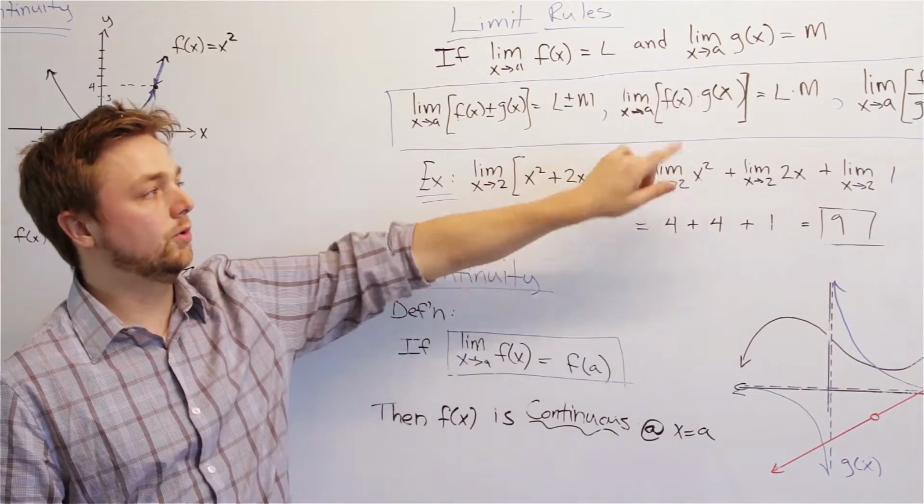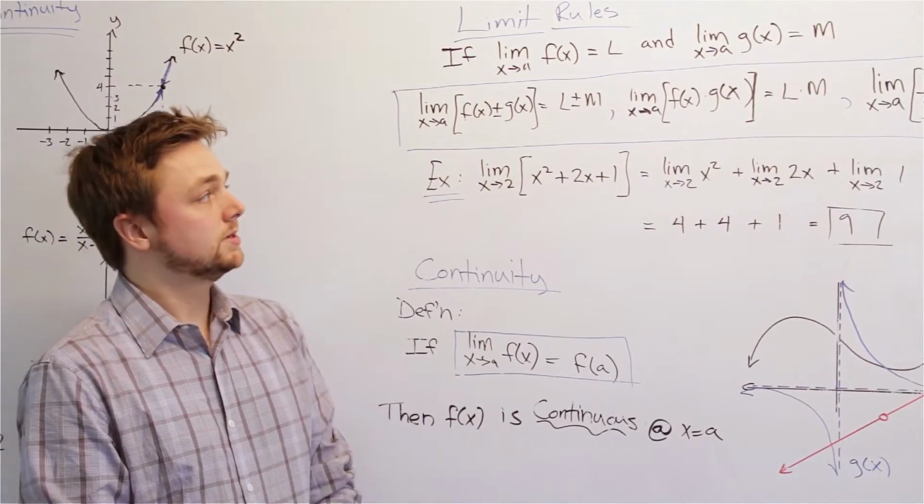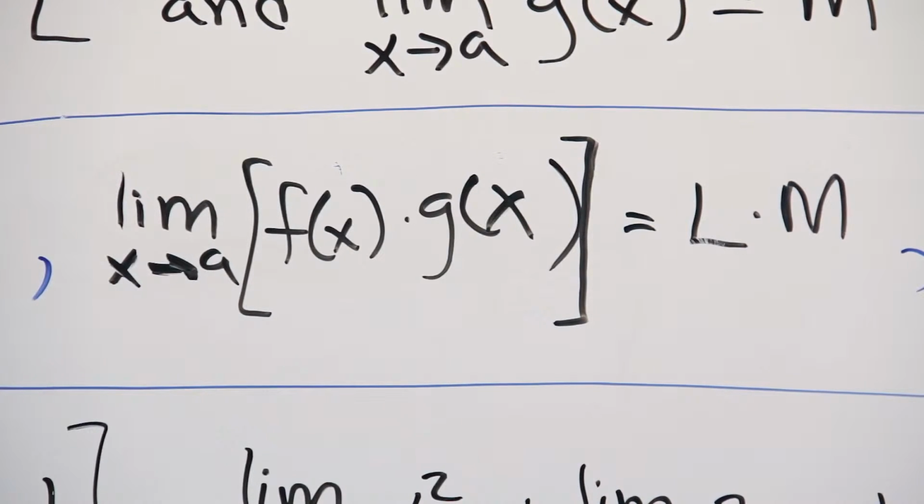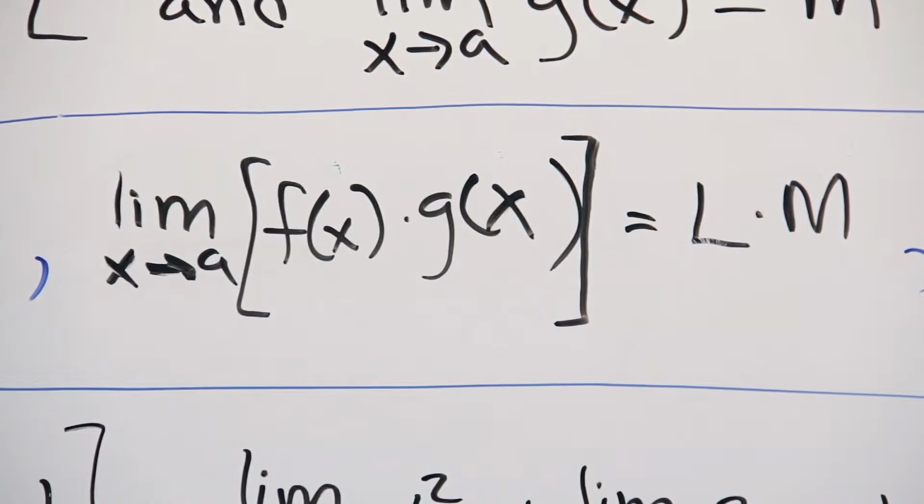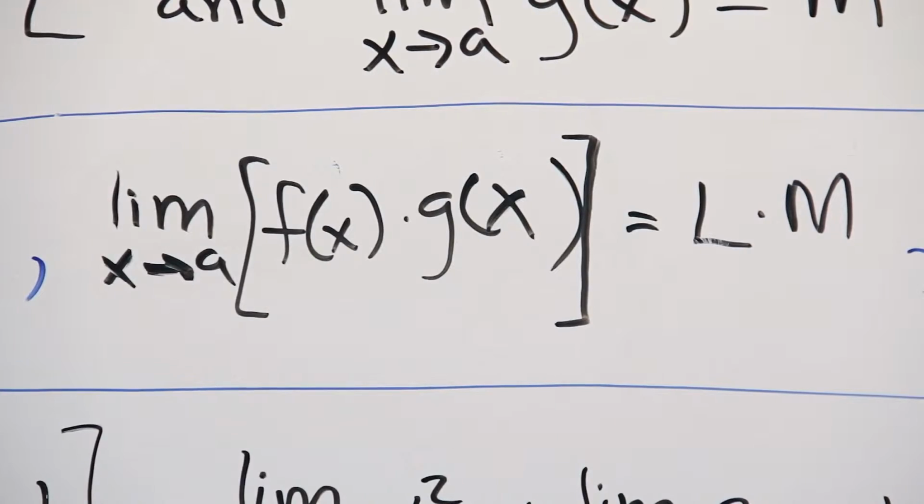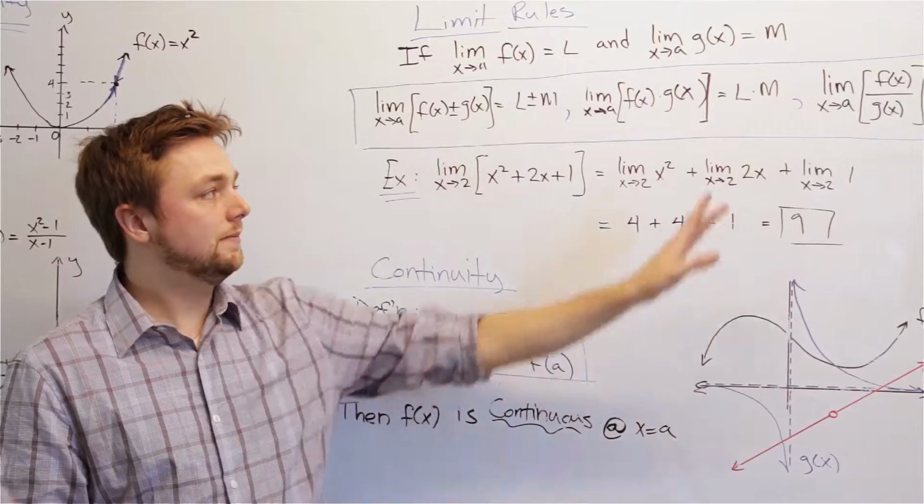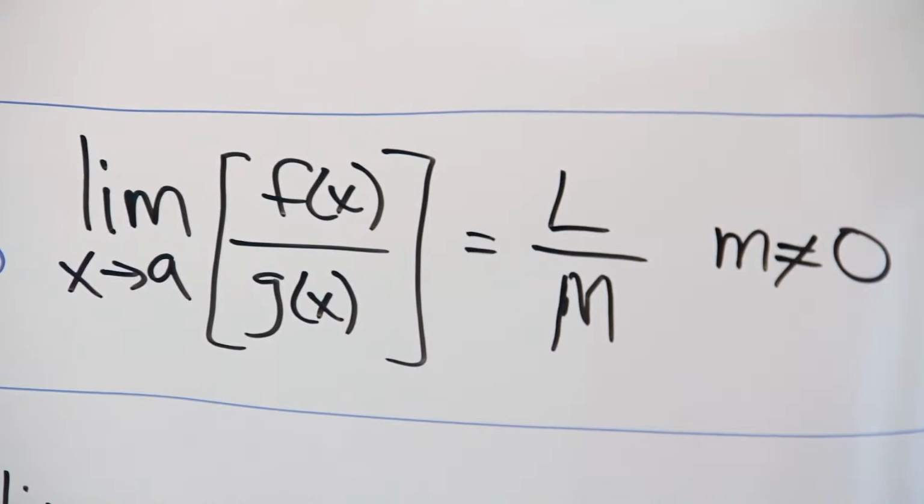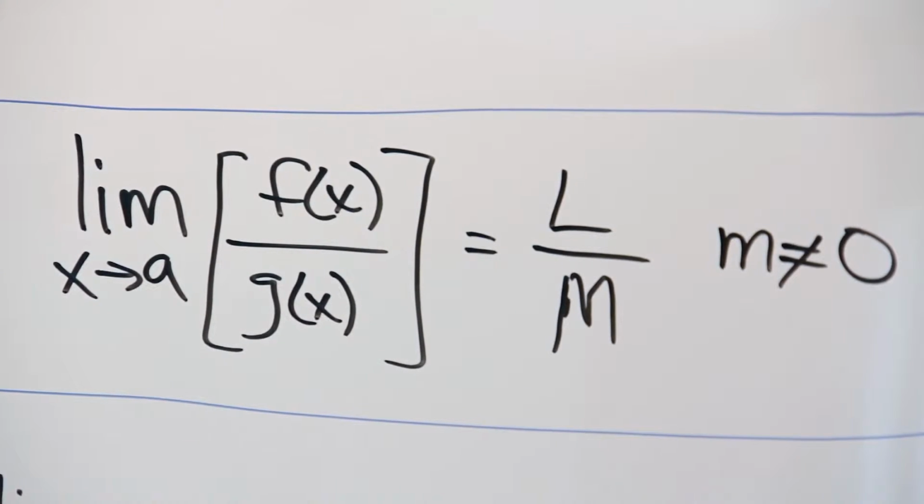We'll see that this also holds for other algebraic operations. If we take the product of f of x and g of x and take the limit as x goes to a, then the limit will equal L times m. And the same thing will be true for f of x divided by g of x, with the extra condition that m cannot equal 0.